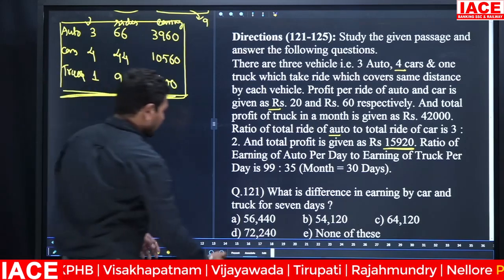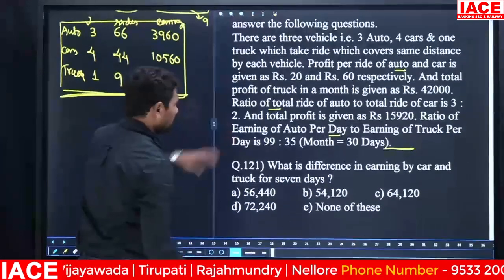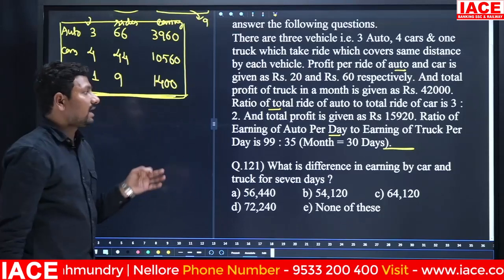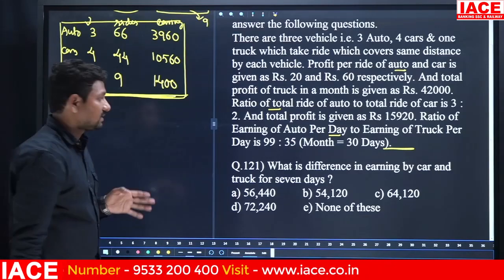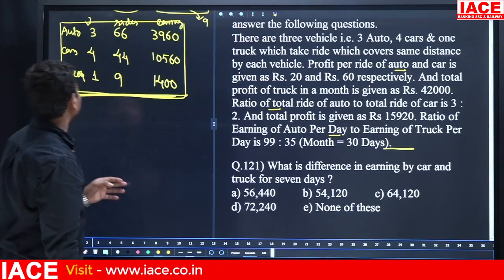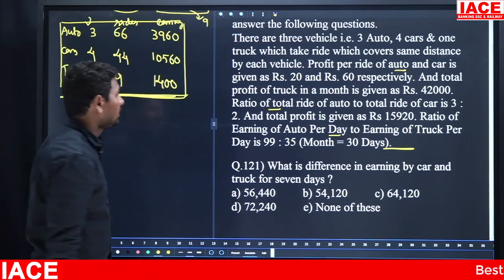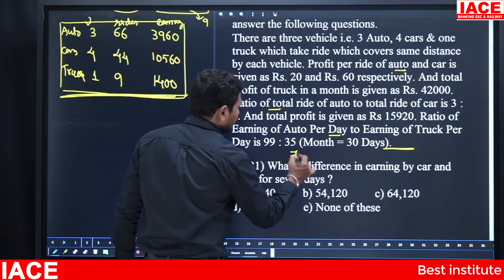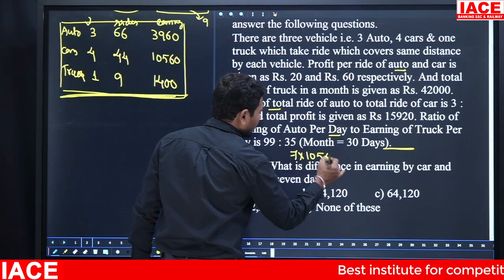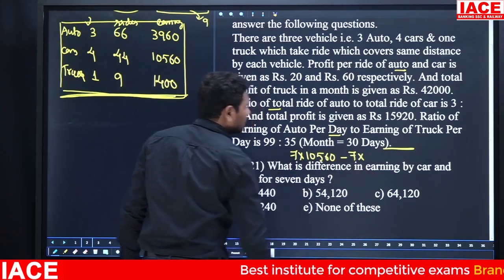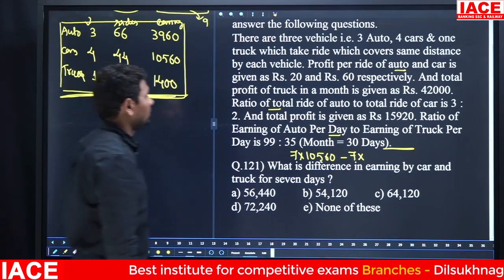Look at the first question: what is the difference in earnings by car and truck for 7 days? Car earns 10560 per month, so 7 into 10560 minus 7 into the truck's earnings, which is 1400.